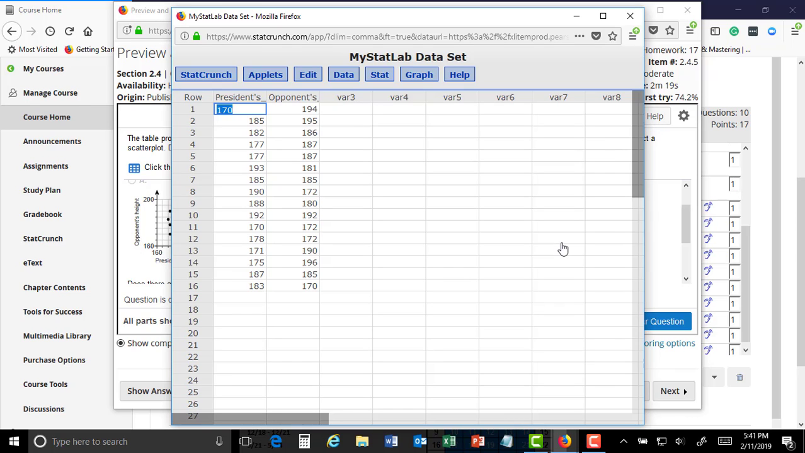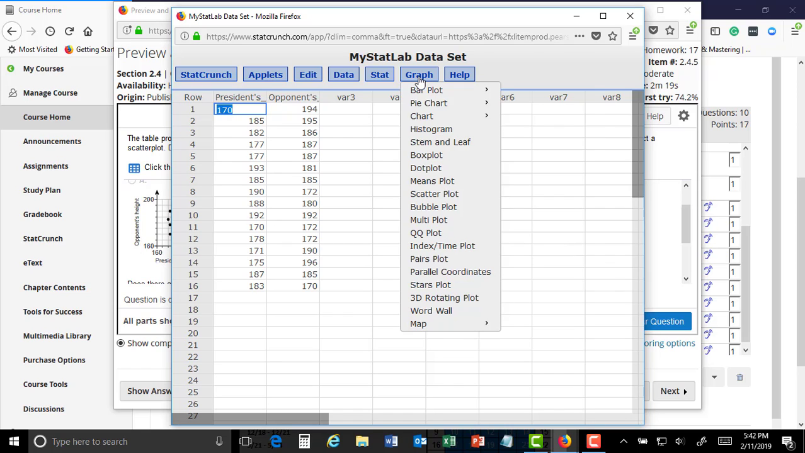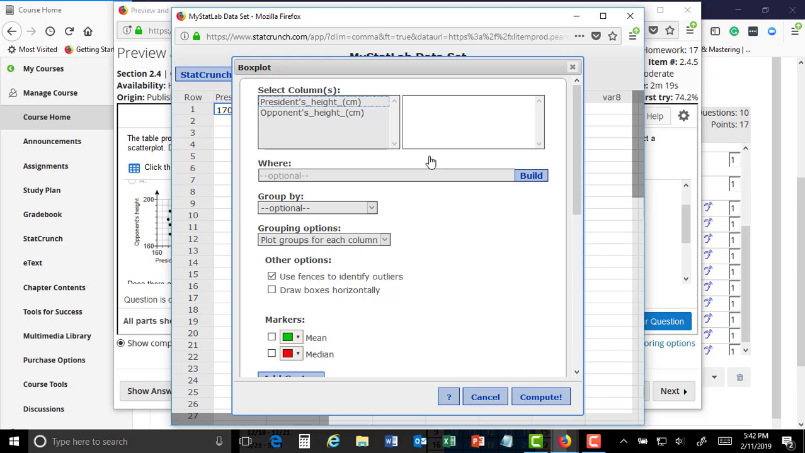Isn't that nice? So, if I want to do a scatter plot, let's say, actually, I'll show you one of these anyway. Box plots. Let's pick the president's heights. And then plot group for each column. So anyway, let's try that.